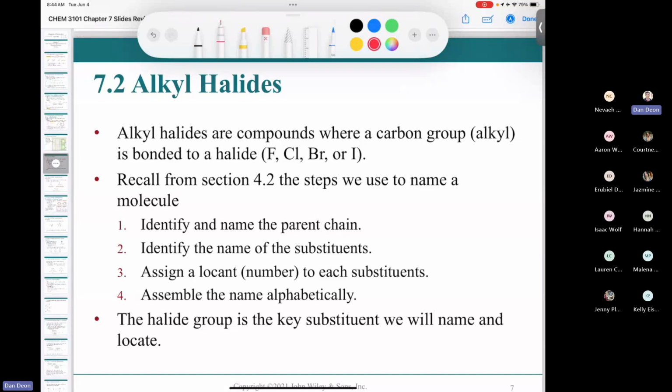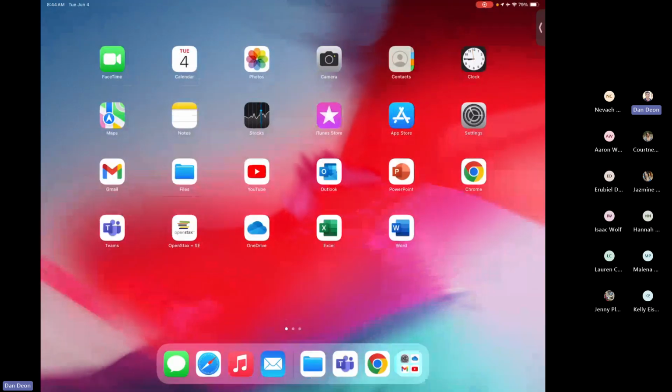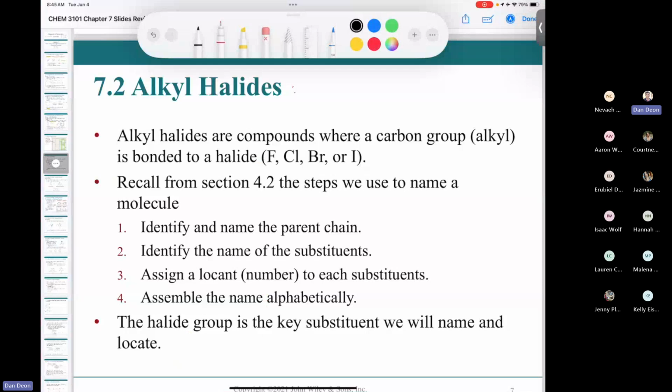Now that we've covered what a good leaving group is, let's talk a little bit more about alkyl halides, and let's talk about their nomenclature. How do you name an alkyl halide? We can't keep talking about them without you being able to identify them by their name. So alkyl halides are compounds where the carbon group, again, an alkyl group, is bonded to a halide. Fluoride, chloride, bromide, or iodide.